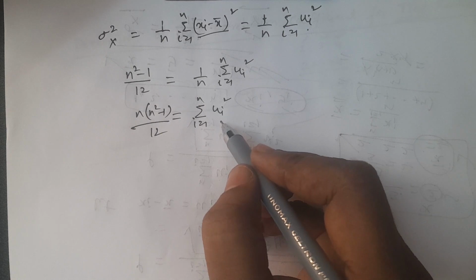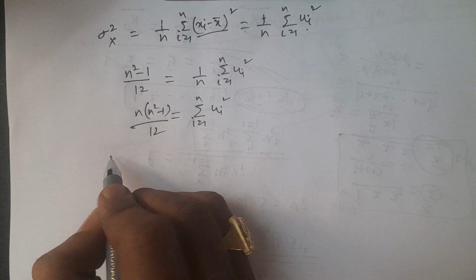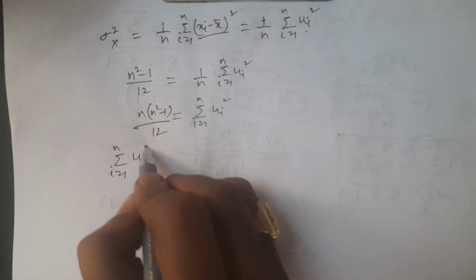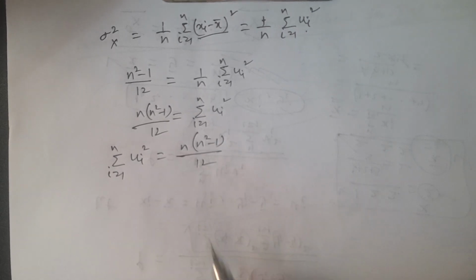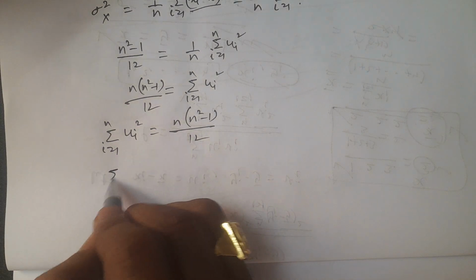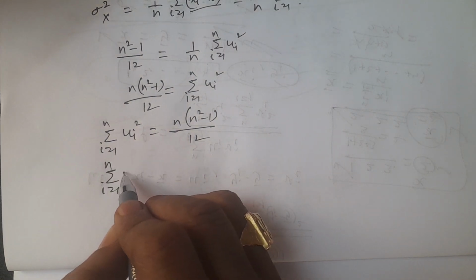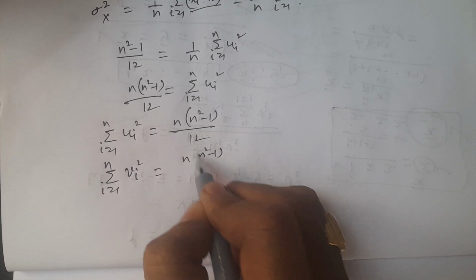Therefore, I write in a particular format: summation i is equal to 1 to n ui square is equal to n into n square minus 1 by 12. Similarly, if you consider sigma square y, then summation i is equal to 1 to n vi square is also n into n square minus 1 by 12.